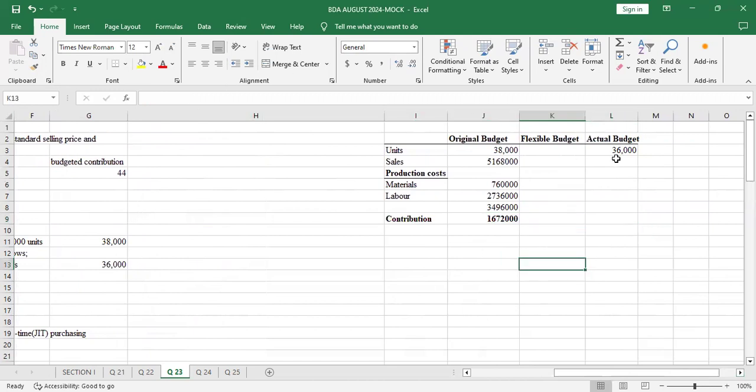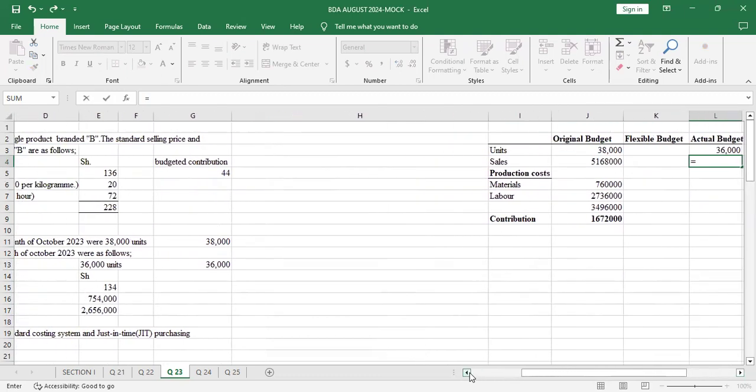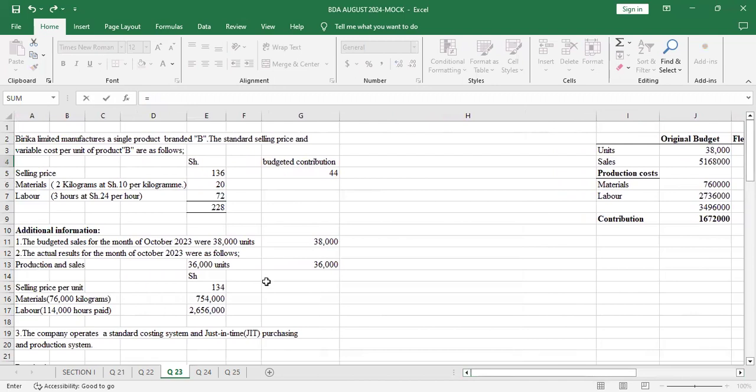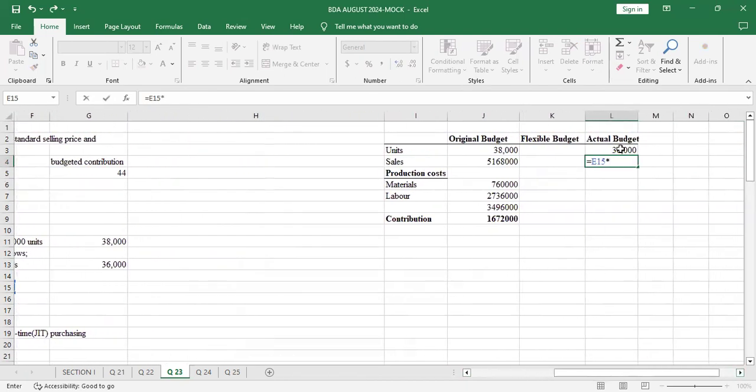Next, I'll go to actual budget. So actual budget will take sales. Sales is selling price times the number of units sold. The selling price under actual was 134 shillings. I'll multiply by the actual units sold. I'll enter.